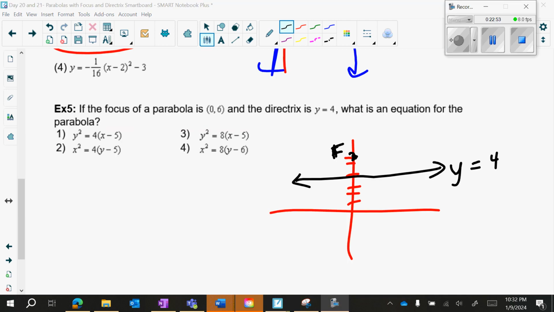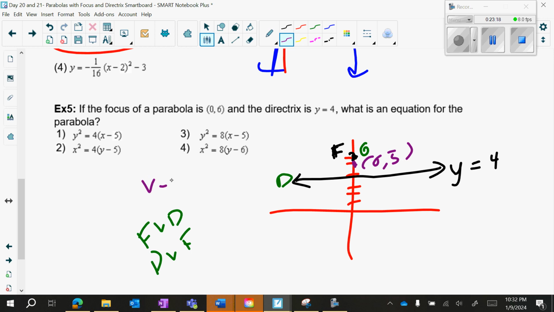So for this one, did you realize that the vertex goes in the middle? So remember, it's FVD, or DVF. Vertex goes in the middle. So right now we have a focus that lands at 6, and directrix that lands at 4. So really that's only 2 units, and the vertex will land in the middle at 5. So did you realize that the vertex is going to land at 0, 5? That's the first thing I want to mention.